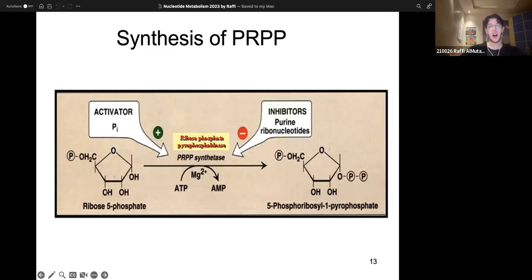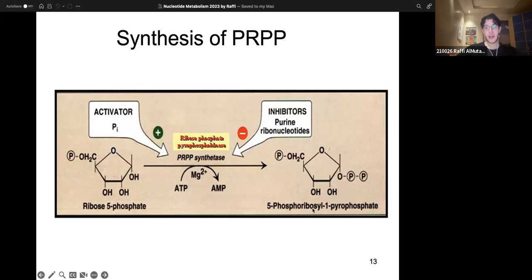Now, can someone just unmute their mic or write in chat, where does this ribose 5-phosphate come from? Like, where do we get it? HMP shunt? Very good. Thank you, Selma. So this ribose 5-phosphate comes from the HMP shunt. So when we have the HMP shunt, we make this ribose 5-phosphate, and that will get converted into PRPP. This 5-phosphoribosyl 1-pyrophosphate. Just remember PRPP.